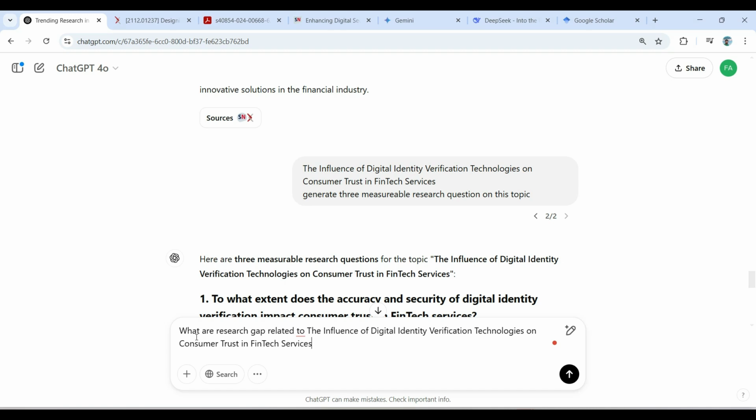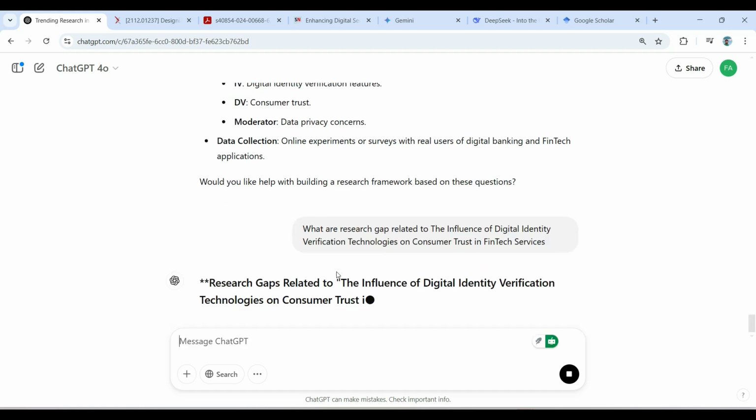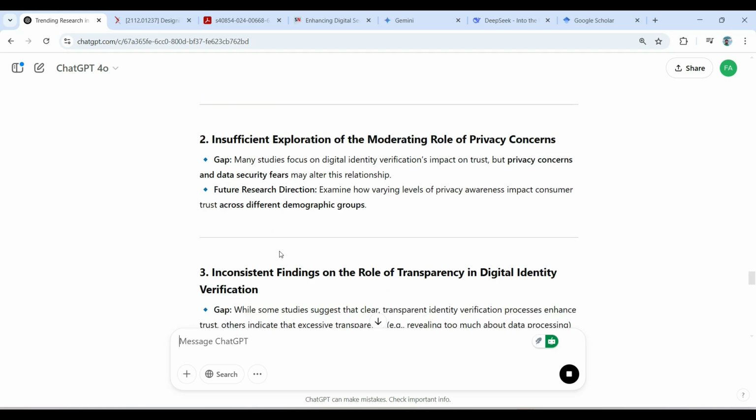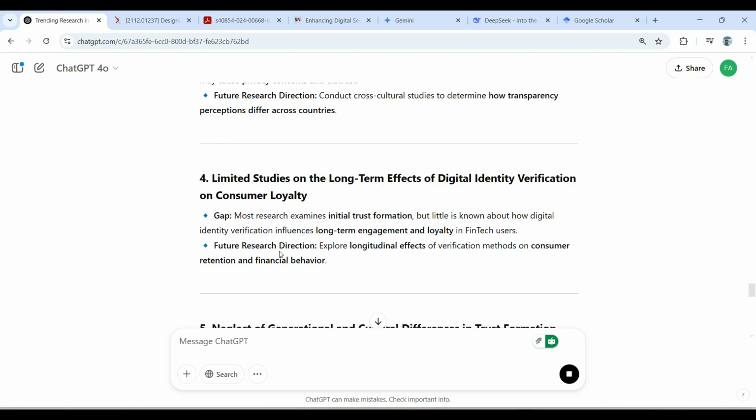So my next prompt will be, what are research gaps related to my topic? We can write my topic, and I can just copy paste the topic again. Let's wait for the response. So based on my prompt, I have got these responses. Despite growing adoption of digital identity verification in fintech, several gaps remain in the existing research. Lack of empirical studies on the psychological impact of digital identity verification. Although I've got a number of gaps, and this is very important, because if you can identify the gap, your research will be more valuable and more unique.